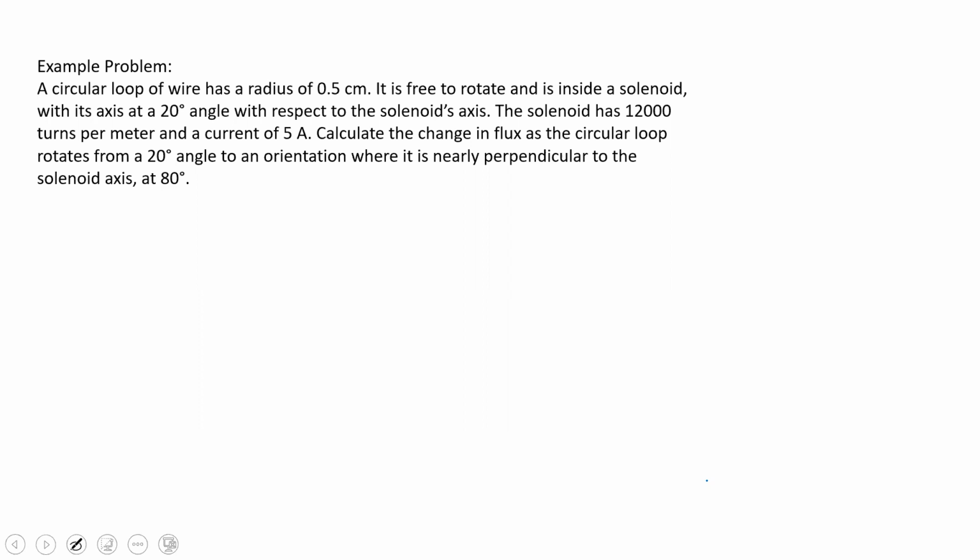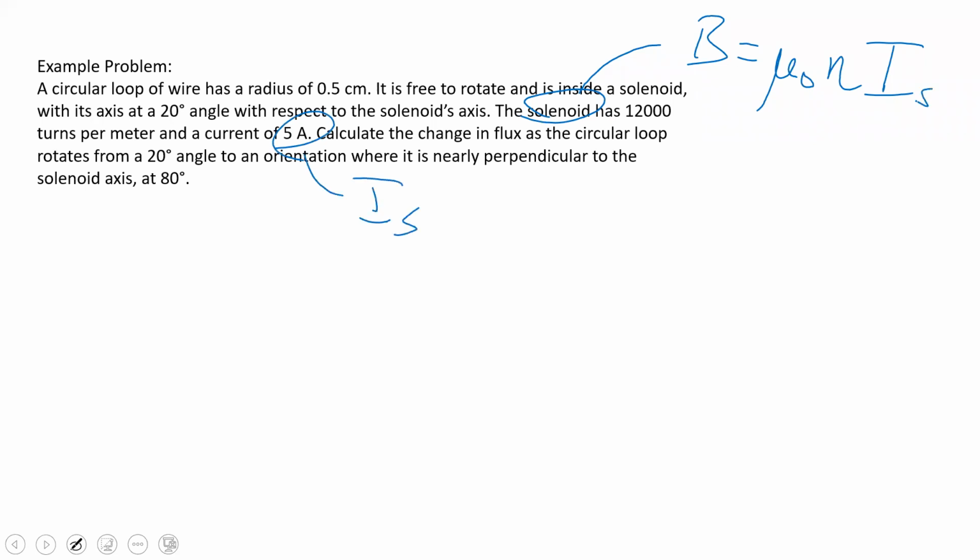So the solenoid part is telling you about the magnetic field. If we go back to last week, you notice for a solenoid, the magnetic field is mu naught, lowercase n, times the current in that. This is the solenoid, and in here is this 12,000 turns per meter. And then mu naught's a constant, so we can calculate what that is directly.